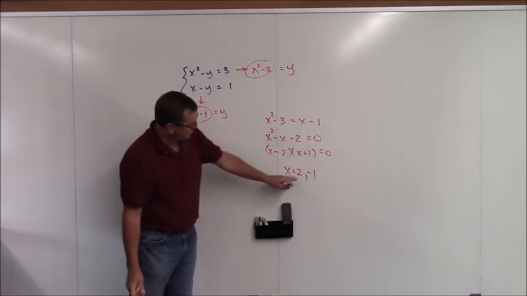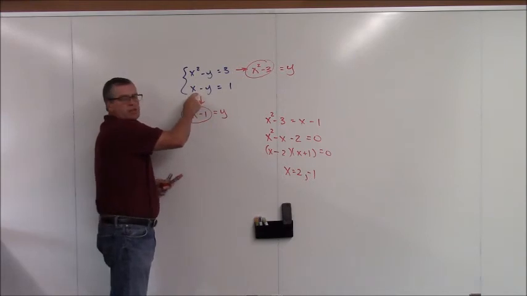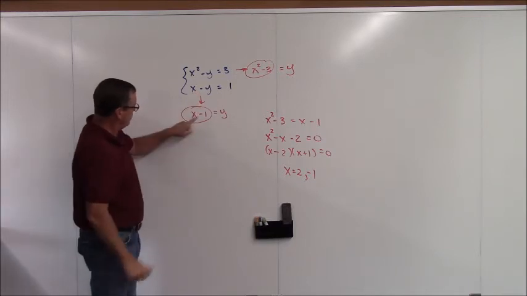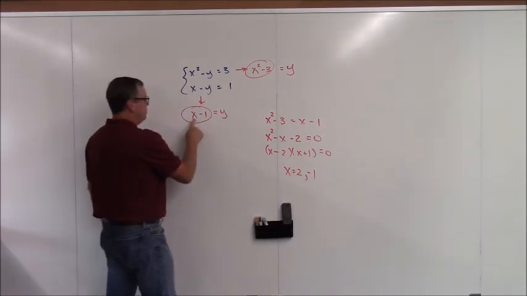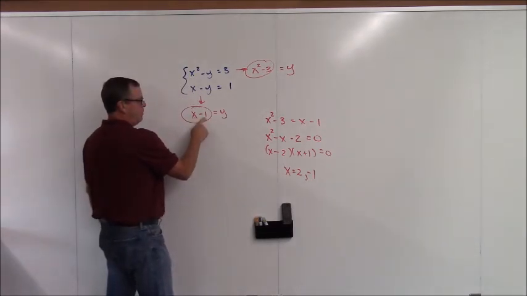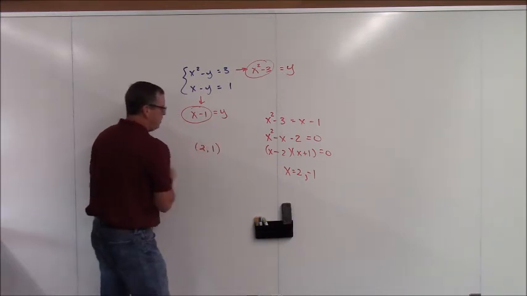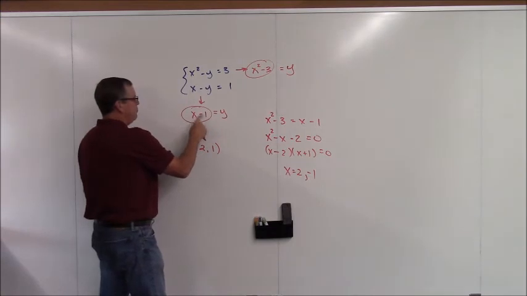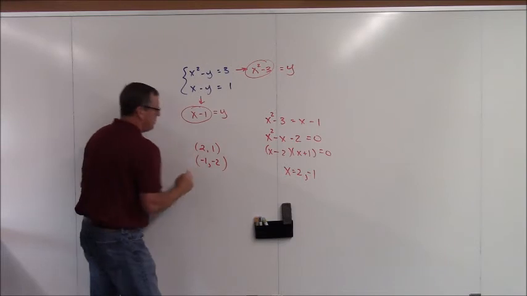And so now what we need to do is plug those numbers back into either one of these to get my y-coordinates. This one looks like the easier one. As a matter of fact, I'll plug into this right here. If x equals 2, 2 minus 1 is 1, and so I've got 2 comma 1 as one solution. And if I plug in a negative 1, negative 1 minus 1, that's negative 2, there's my other solution.